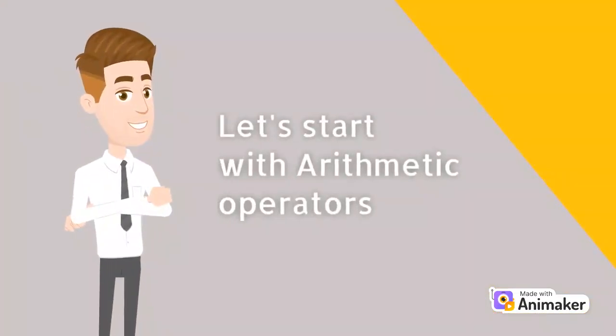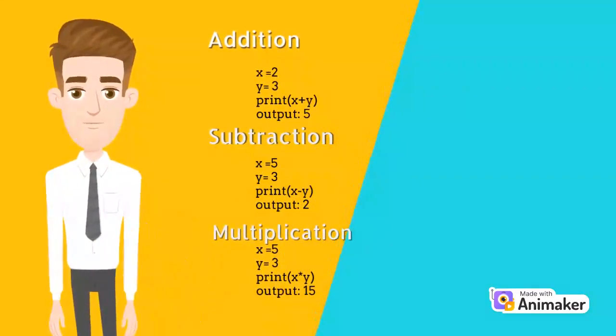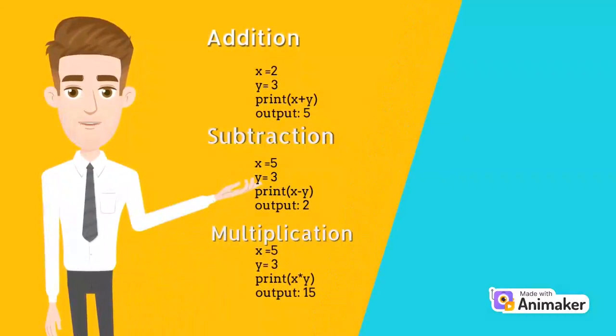Let's start with arithmetic operators. Addition, we use 2 variables, x equals 2 and y equals 3, print x add y, output is 5. Subtraction, we use 2 variables, x equals 5 and y equals 3, print x subtract y, output is 2.